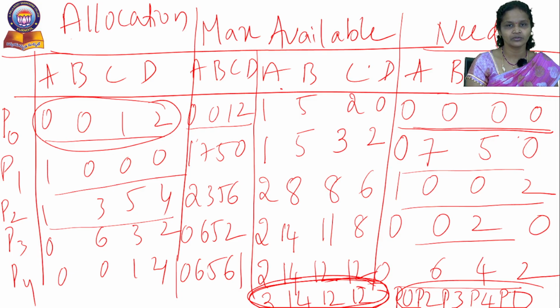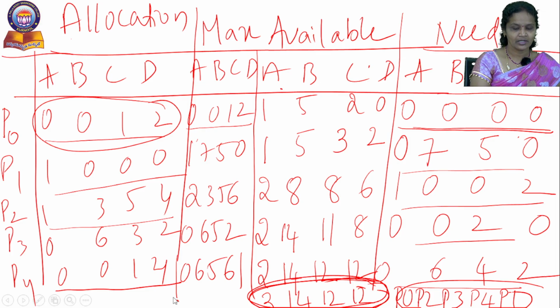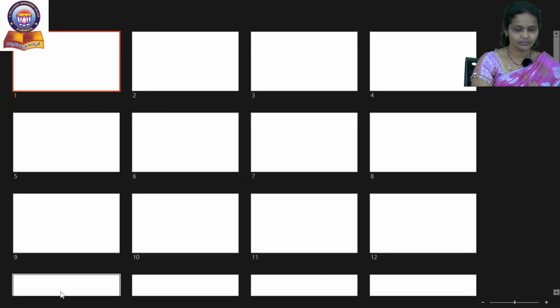How we are going to check that is, initially we need to add all these things, 0 plus 1 plus 1. So it is something like 2.